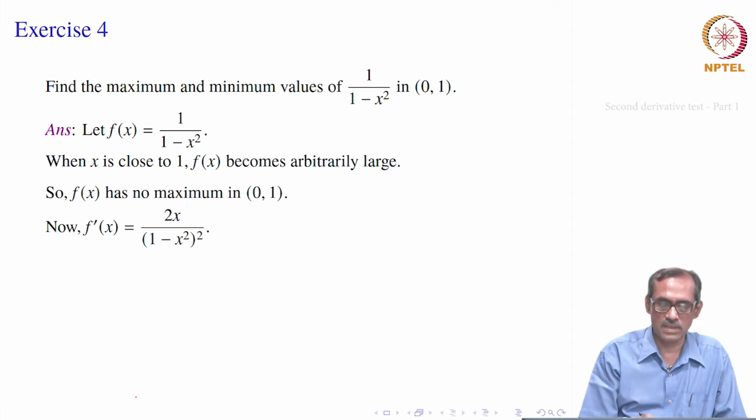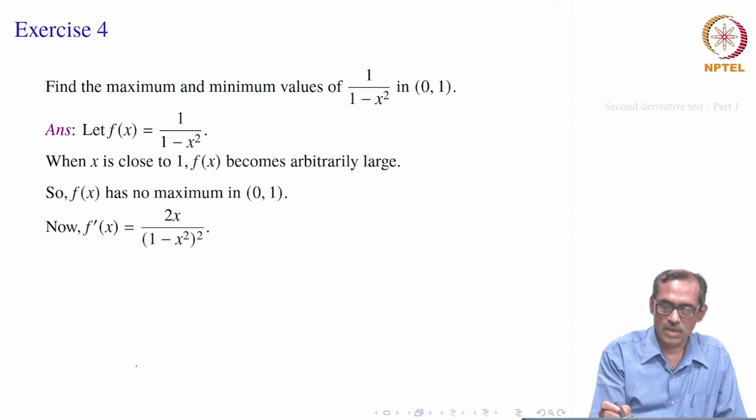Now, when you differentiate this, this gives (1 - x²) to the power -1. So, that gives, it is (1 - x²) to the power -1, its derivative.